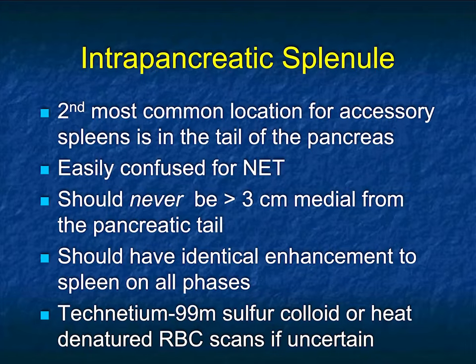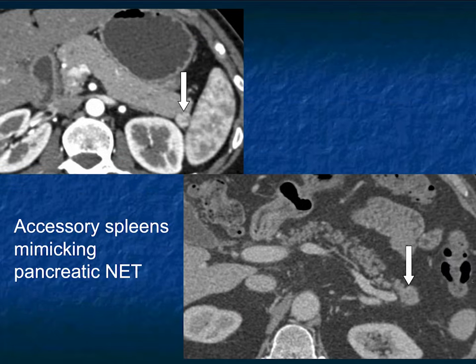Intrapancreatic splenule, the second most common location for accessory spleens, is by the tail of the pancreas. Again, the confusion is potentially with neuroendocrine tumors. The thing about splenules, they enhance identical to the spleen on all phases. Neuroendocrine tumors are typically more vascular. Some rules: they should never be greater than 3 centimeters medial from the pancreatic tail. Again, the identical enhancement on all phases. And if you get desperate, a technetium scan can be helpful, but I think we typically do not have any problem.